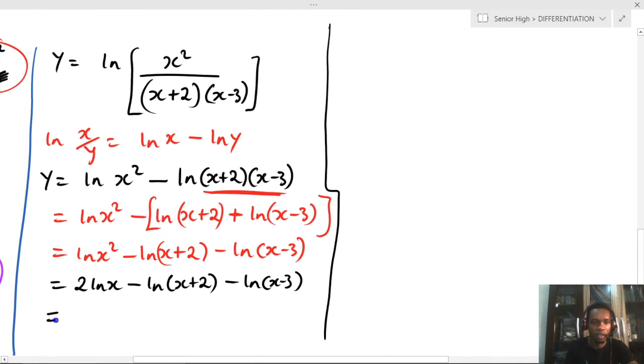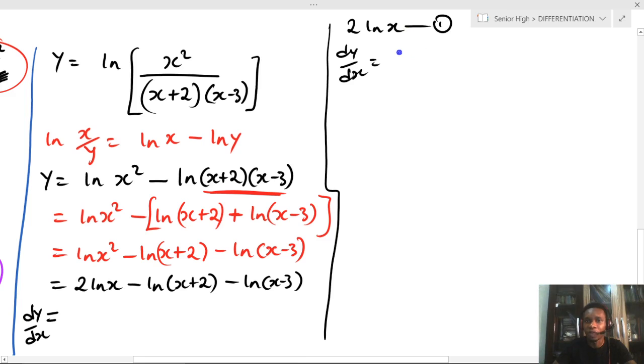So we have here dy dx. Now we can solve for dy dx for each of them. So let me take each of them separately. I'll solve them separately. Let's call 2 ln x our first function. So let's solve for 2 ln x, function 1. Then we have dy dx for 2 ln x.